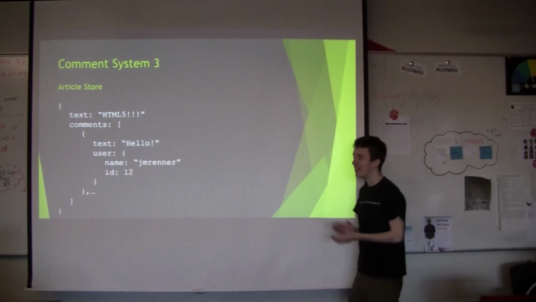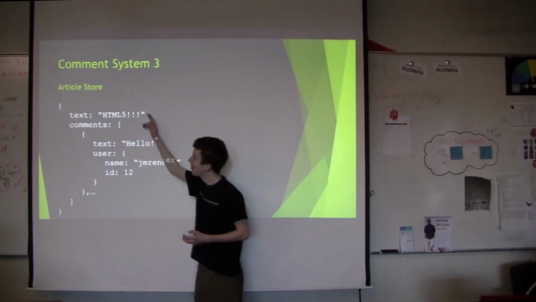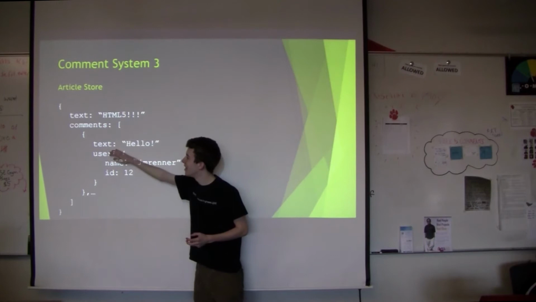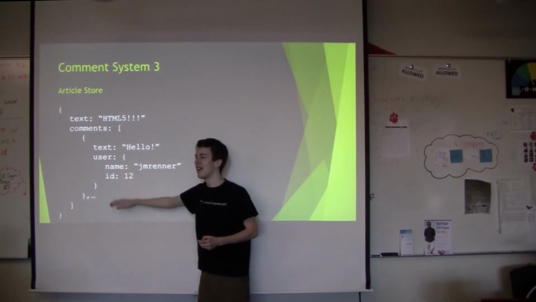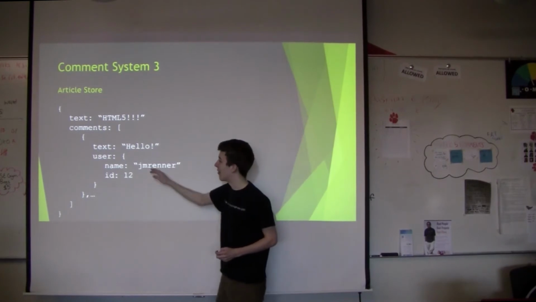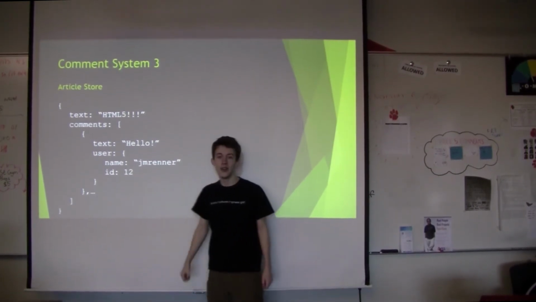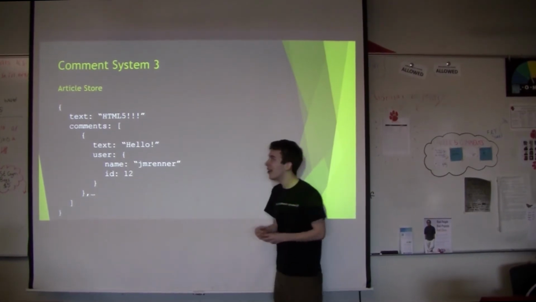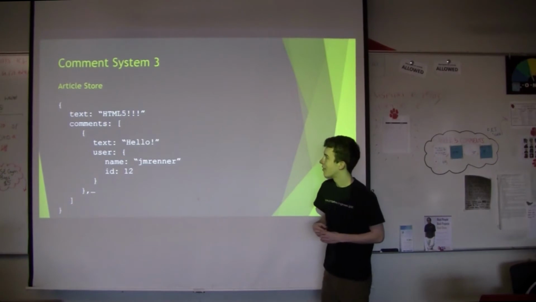Here's another way to do it, and this is going to make you all cringe. We have an article store that has comments and text, and then we wrap the user inside it as well. And we say, here is everything you want to know about the user for the page. And if you really want more info about the user, here's the ID, and you can go get more info about them. This is called denormalization, and it kills babies.